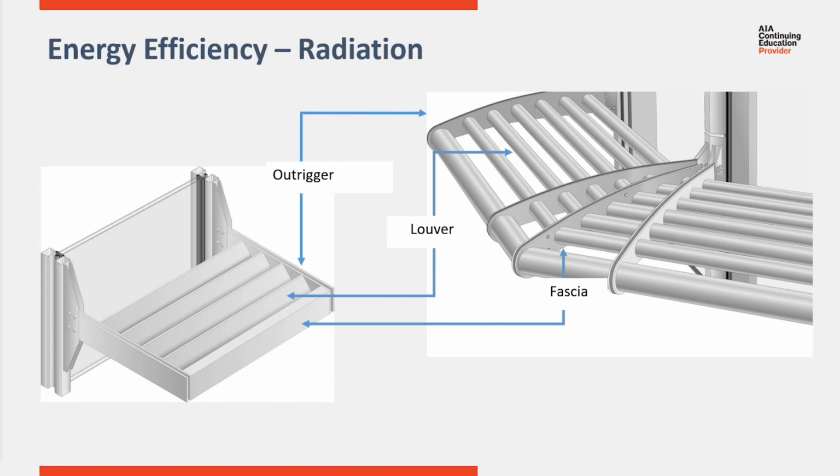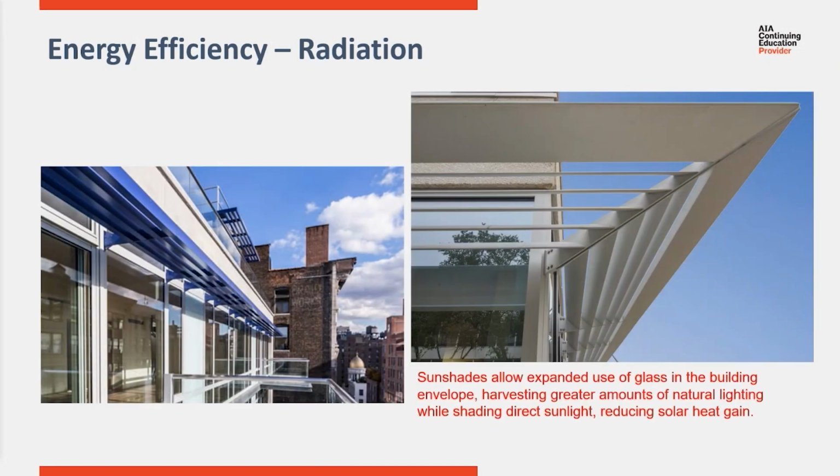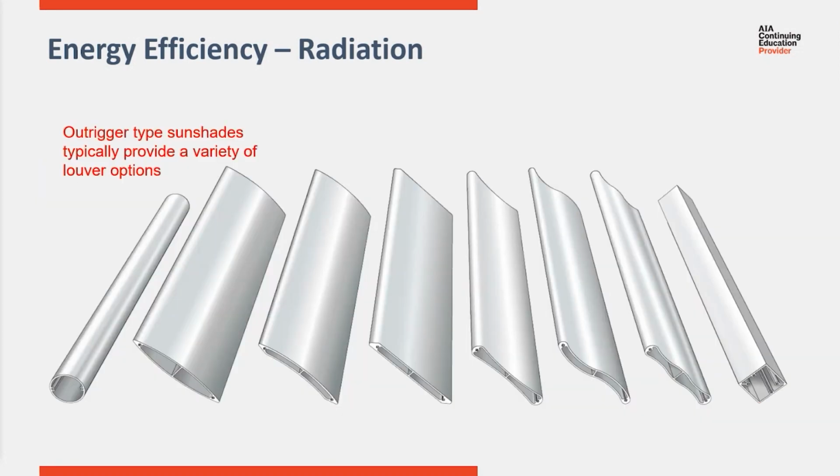Here you can see examples of a typical sunshade system. And here are examples of the sunshades being used on projects. And again, what they're doing is allowing greater amounts of glazing on the building envelope and cutting down direct sunlight so that we don't have the negative effect of solar heat gain.